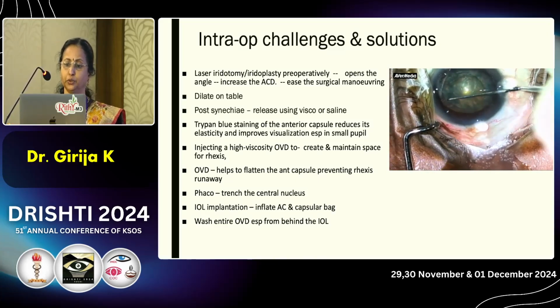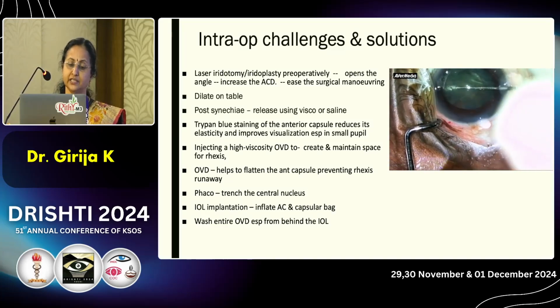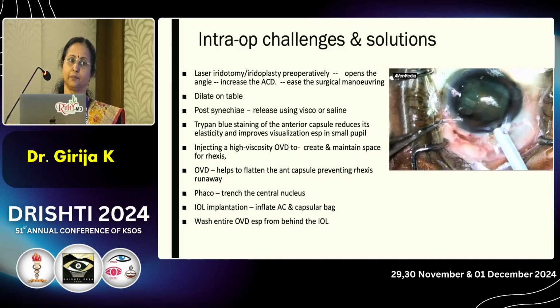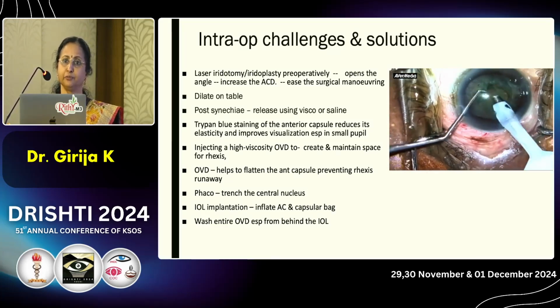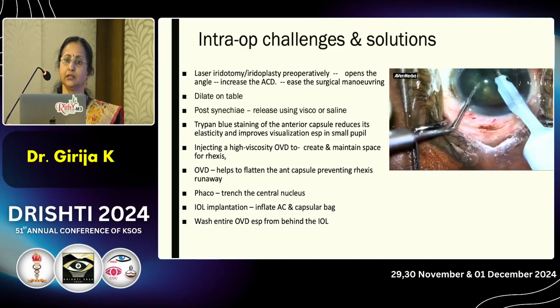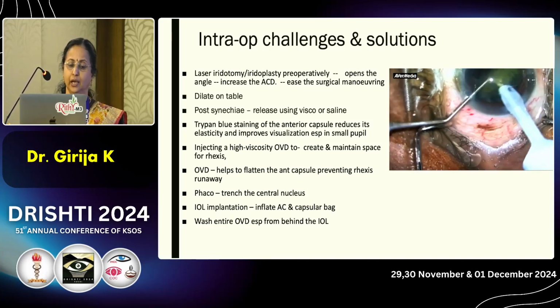And when you are doing phaco, always trench the central nucleus and clear the central part so that the phaco probe will be away from the corneal endothelium. At least that much of injury you can reduce.